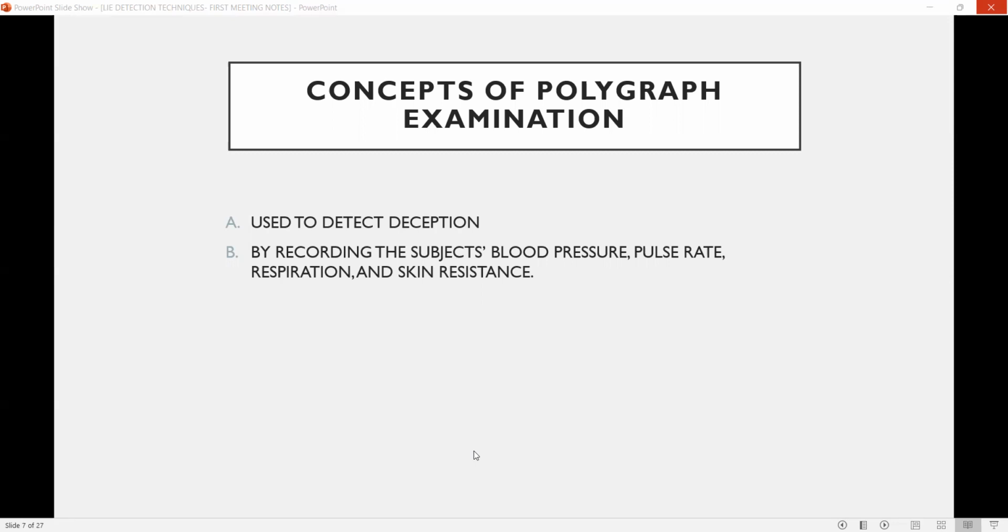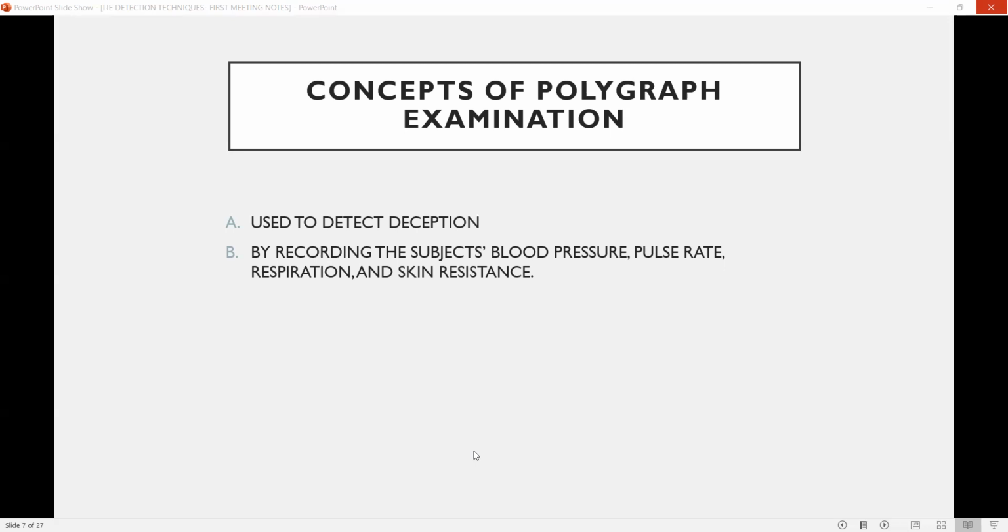Because the polygraph machine has the pneumograph component which records respiration, the breathing of the subject. Galvanograph which records the skin resistance of the subject or the galvanic skin reflex of the subject. And also the cardiograph or cardiosphygmograph which records the blood pressure or pulse rate of the subject.